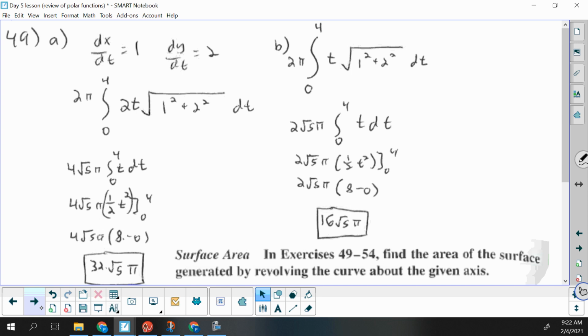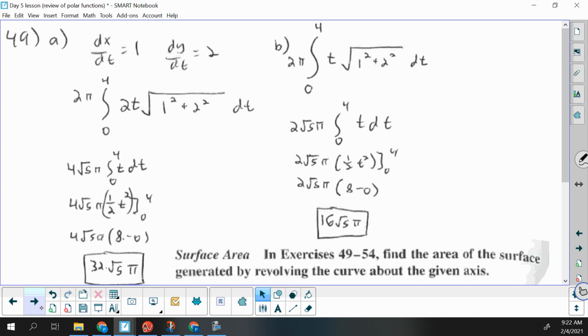49, we're now doing surface area. So your dx over dt was 1, your dy over dt was 2. The only difference in part A and part B: in part A you're going over the x-axis, so your y part should be the radius, and in B, the x part should be the radius because you're going over the y-axis.